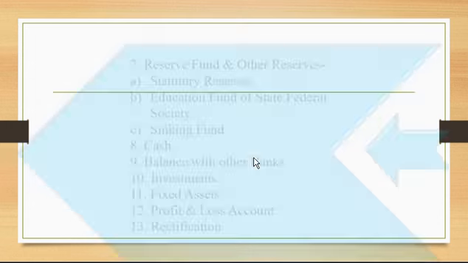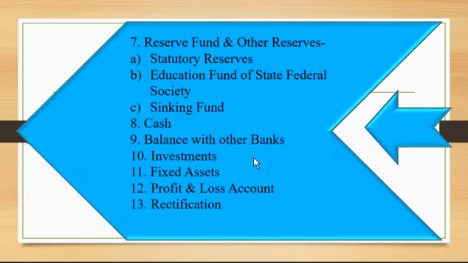Then the next feature is reserve fund and other reserves. In that, first is statutory reserve. At least one-fourth of the net profit is to be transferred to the reserve fund. The registrar has power to reduce it up to one-tenth only as per this section, subject to the rules and bylaws. The fund can be used in the business of the society.